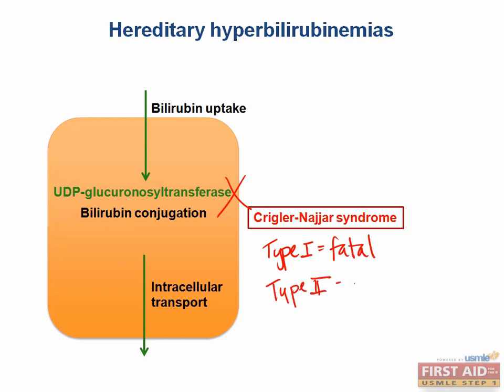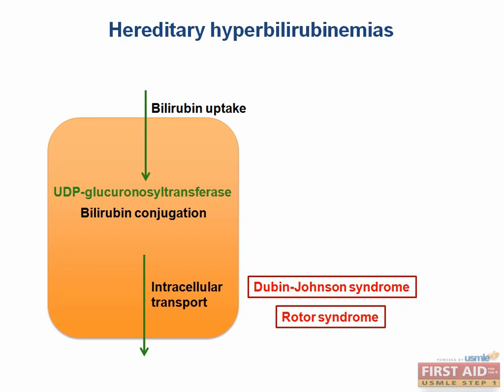The type 2 form of the disease is less severe and can be treated with phenobarbital, which increases liver enzyme synthesis. So we've discussed Gilbert, which can be a problem with uptake, and Crigler-Najjar, which is an error in conjugation. Next, let's discuss Dubin-Johnson and Rotor syndrome.